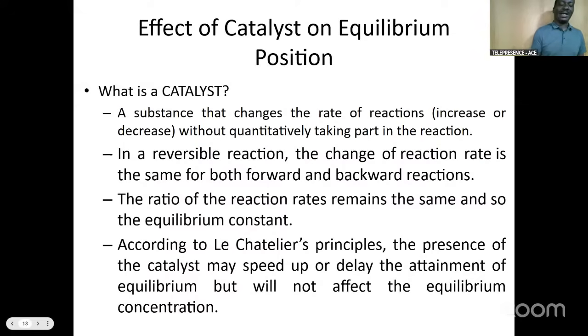Now, we can have a positive catalyst, the one that causes an increase in rate of reaction, or we have a negative catalyst, which we call an inhibitor. An inhibitor is the one that causes a decrease in the rate of the reaction. Now, for a reversible reaction, the change of reaction rate is the same for both forward and backward reaction. And the ratio of the reaction rates remains the same, which we call the equilibrium constant. And so the equilibrium constant is the ratio of the rate constants.